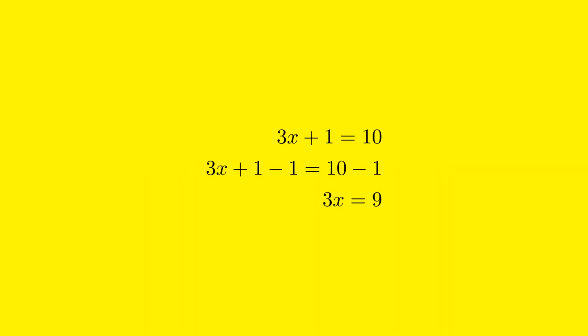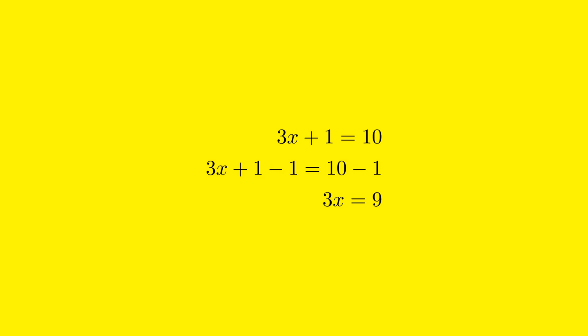To solve for the variable x in the equation, 3x plus 1 equals 10, we start with the given equation. 3x plus 1 equals 10. Here, our goal is to isolate the variable x on one side of the equation. To start this process, we need to remove the constant term on the left side of the equation. The constant term here is plus 1.